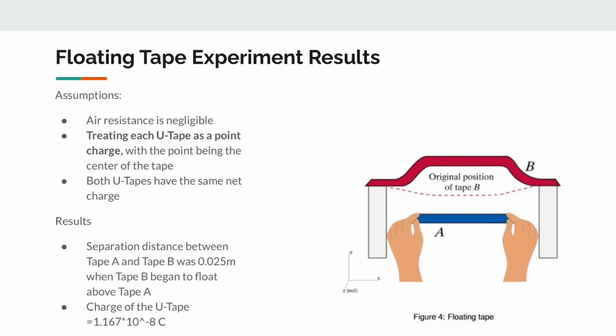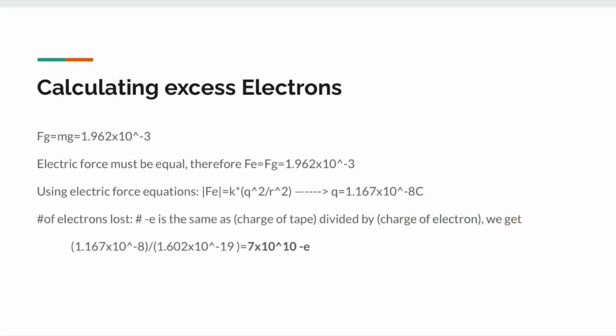The result was that tape A and tape B started repelling each other at 0.0025 meters, and the charge of the tape was 1.16 times 10 to the negative 8th coulombs. In order to calculate the excess electrons, we found that the force of gravity equals mass times gravity, which was 1.962 times 10 to the negative 3rd newtons. The electric force must be equal to the force of gravity since the tape was being held upwards. Therefore, the electric force equals the force of gravity, that same 1.962 times 10 to the negative 3rd newtons.